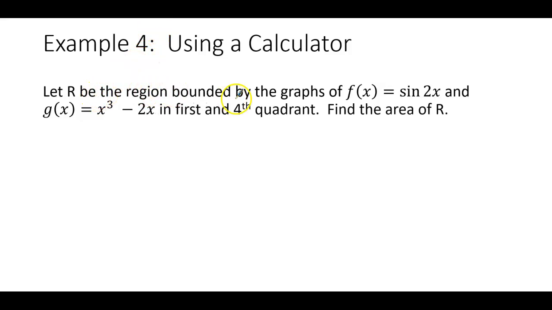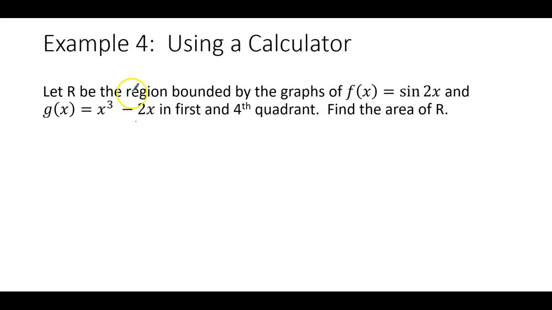So this one says, let R be the region bounded by this function and this function in the first and fourth quadrants. Okay. So the first thing I'm going to do is graph this, so I can have a picture of what I'm even trying to look at.